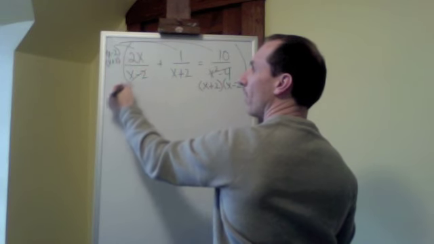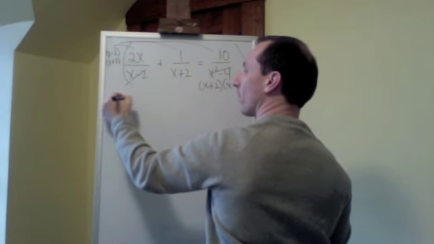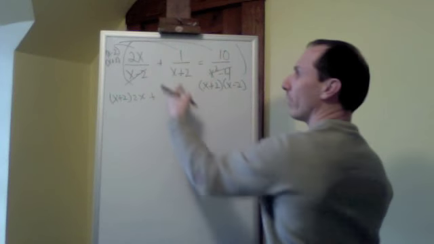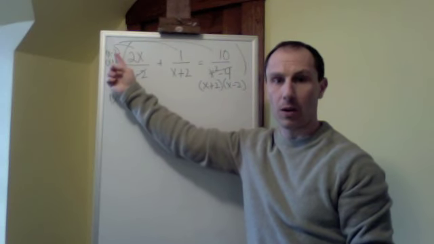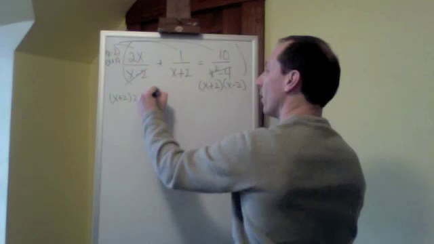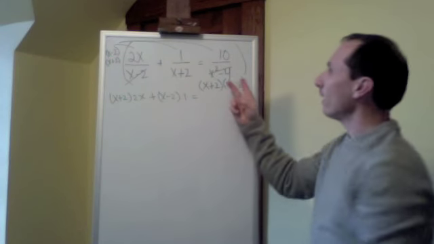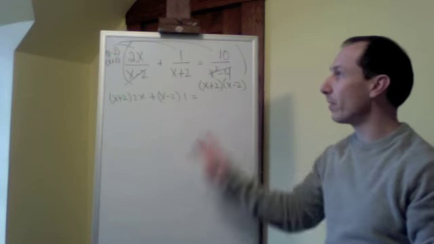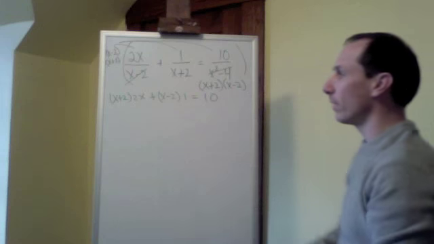What's going to cancel out? The x minus 2 cancels out the x minus 2, and you're left with x plus 2 times 2x. Plus, you have a 1 over the x plus 2. The x plus 2 is going to cancel out the other x plus 2, leaving x minus 2, I should say, times positive 1. So you got x minus 2 times 1 equals, and then in the last fraction here, these two binomials in the denominator will cancel out these two binomials, leaving us with just 1 times 10, or simply 10.